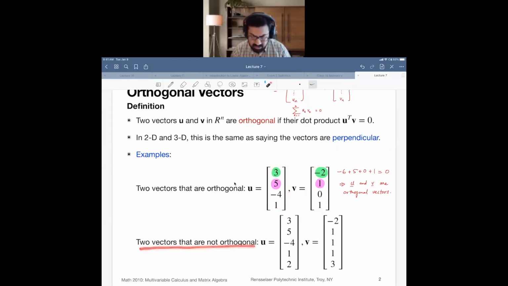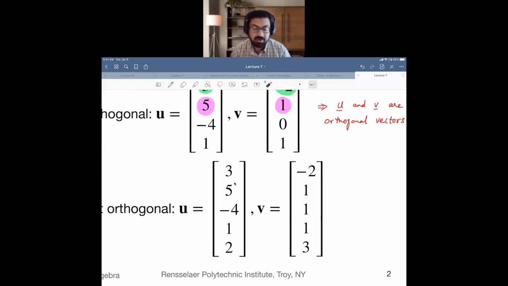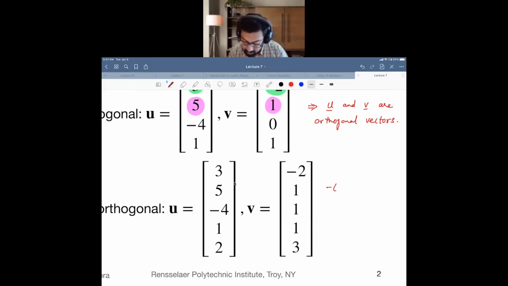Next, two vectors are not orthogonal to each other if their dot product is not equal to 0. So we have over here two vectors. We just went from R^4 to R^5. We just added one more element here in each vector. Let's take a look at the dot product in this case. So you've got negative 6 plus 5 minus 4 plus 1 plus 6. So this guy cancels out with this. And then you have 6 minus 4, which is negative 2. And clearly it is not equal to 0. So you can say that u and v are not orthogonal vectors.